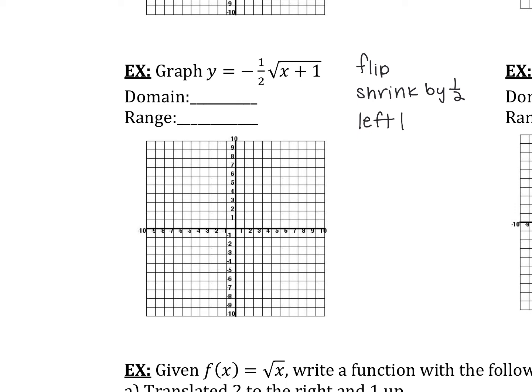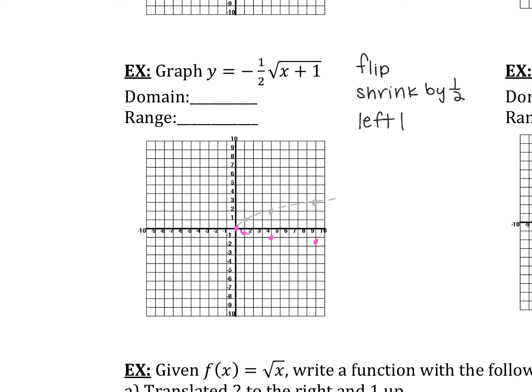I can deal with the flip and the shrink at the same time if you'd like. We can deal with them separately. I'm going to start with my parent function: 0, 0; 1, 1; 4, 2 because it's a square root; 9, 3. Flipping it and shrinking it by a half means multiplying everything by negative 1/2. 0, 0 is not going to change. The next point's going to be negative 1/2. The next point's going to be negative 1. The next point's going to be negative 1.5.